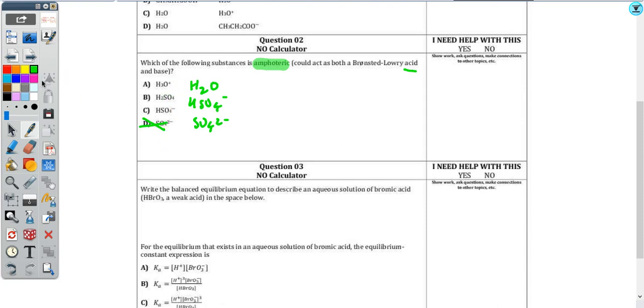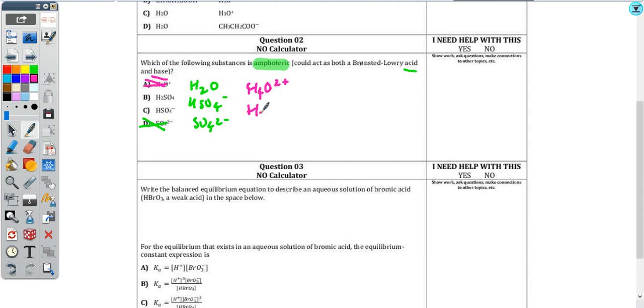The question then becomes, will they also, or can they also, act as a base? So if hydronium is going to act as a base, that means it's going to accept a hydrogen ion and become H4O2 plus. Again, this comes with a little bit of practice, but you've probably never seen this before because it doesn't exist. So that cannot happen.